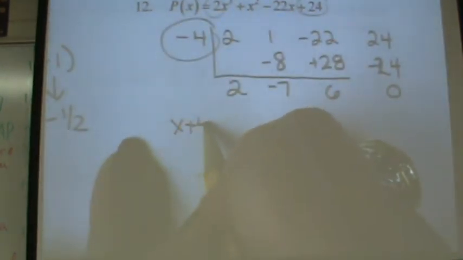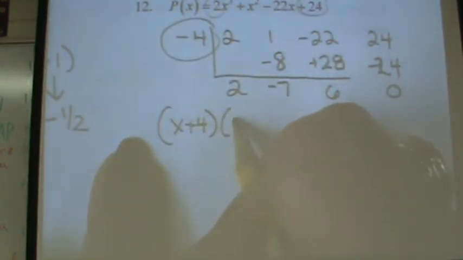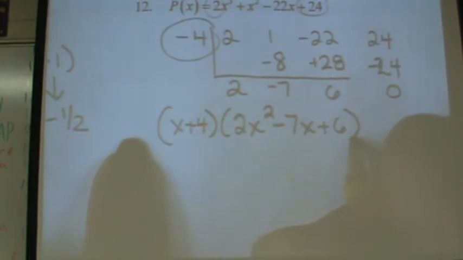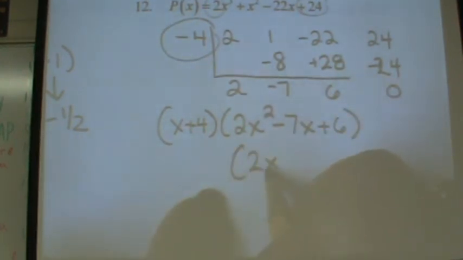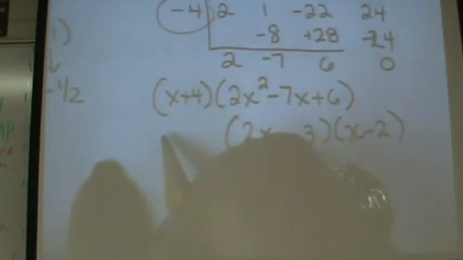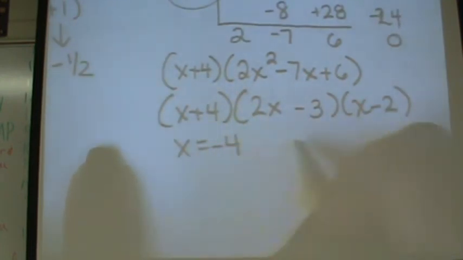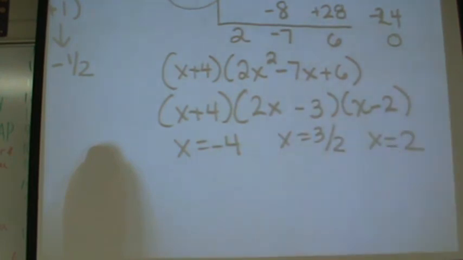So in other words, this would look like this. X plus 4, then 2x squared minus 7x plus 6. Now, this is factorable. We can pull a 2x out, and if you put a negative 2 here, that's going to give you negative 4, and negative 3, you're going to get negative 7 for a middle term. So what are your zeros? It's going to be negative 4, and 3 halves, and 2. Those are your zeros.